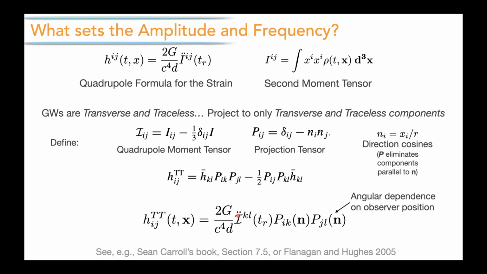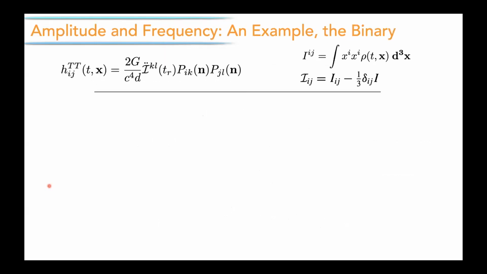So if you do this for a binary, which we'll do in a moment, you can find some standard expressions for what components of the polarization and what amplitude of strain you see, depending on whether you're looking at the binary edge on or face on. And so these are kind of standard expressions you can find in textbooks, but the idea is here. You have this quadrupole moment and you project it to some observer. So I just wanted to mention that because that is an important piece that comes up every now and then.